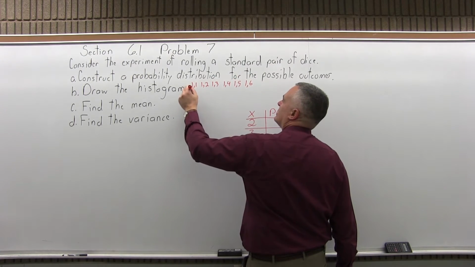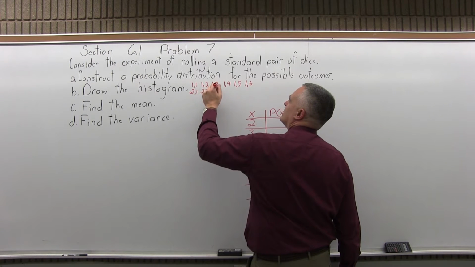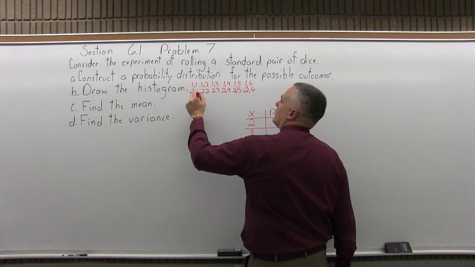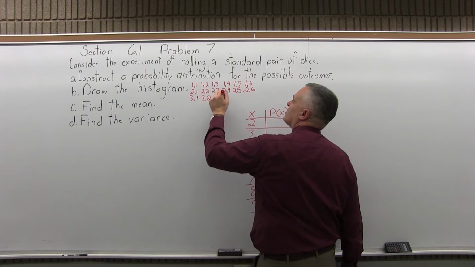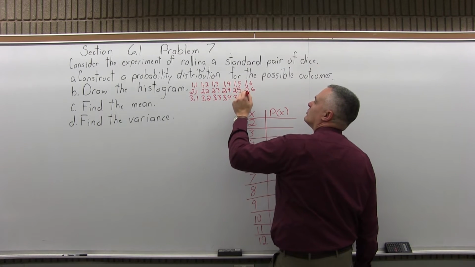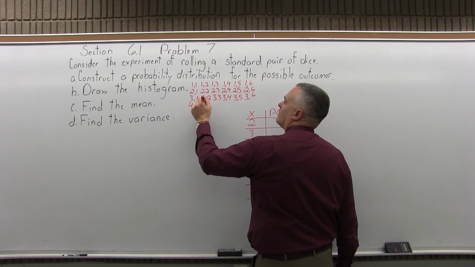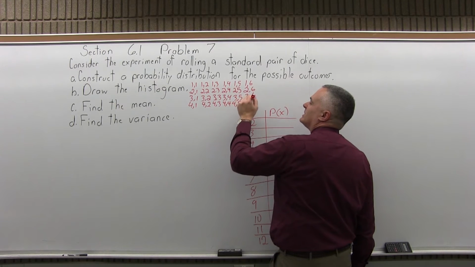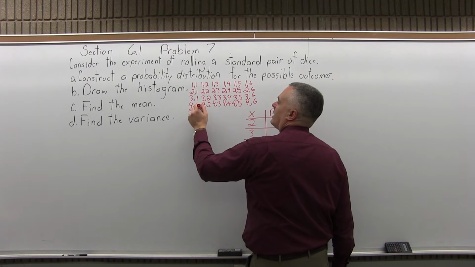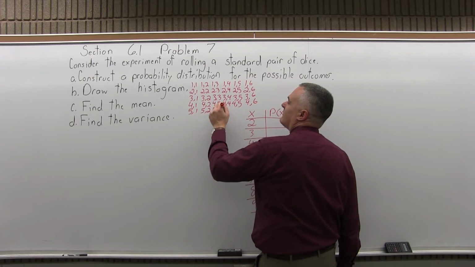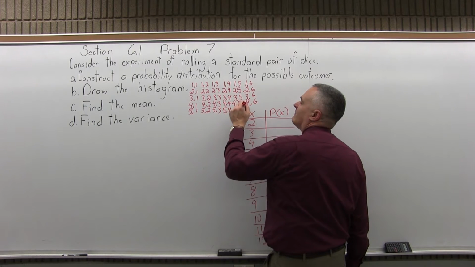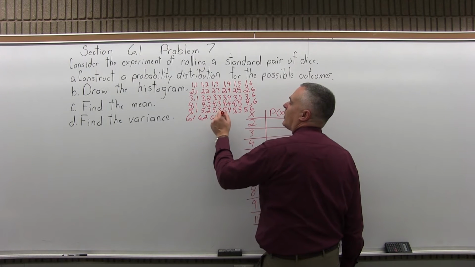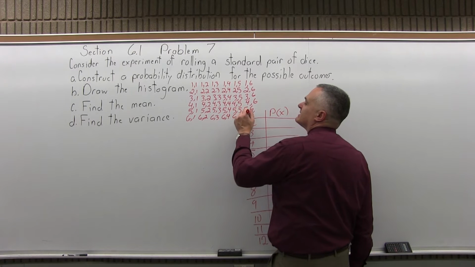1, 6. 2, 1, 2, 2, 2, 3, 2, 4, 2, 5, 2, 6. 3, 1, 3, 2, 3, 3, 3, 4, 3, 5, 3, 6. 4, 1, 4, 2, 4, 3, 4, 4, 4, 5, 4, 6. And then 5, 1, 5, 2, 5, 3, 5, 4, 5, 5, 5, 6. And then finally 6, 1, 6, 2, 6, 3, 6, 4, 6, 5, 6, 6.